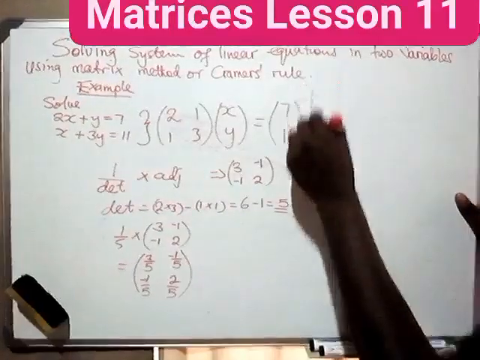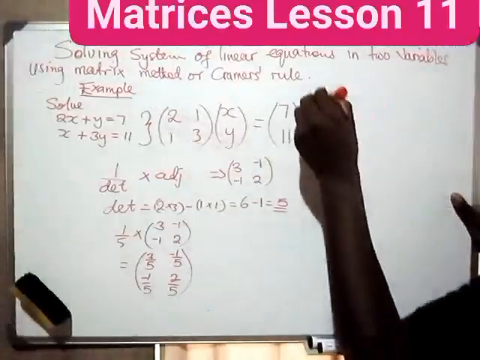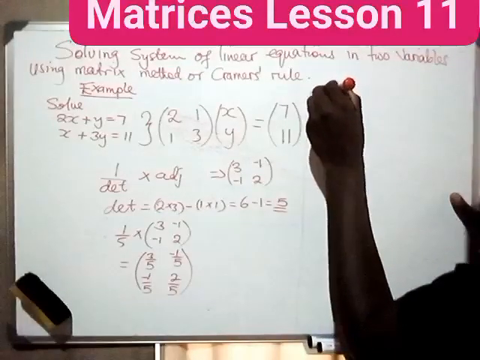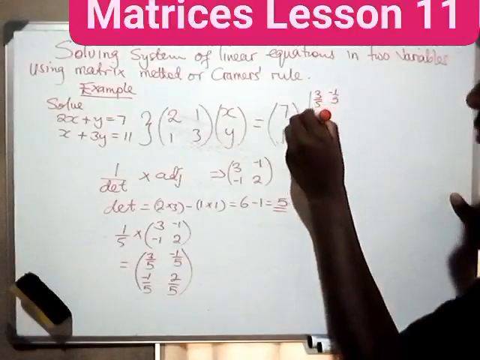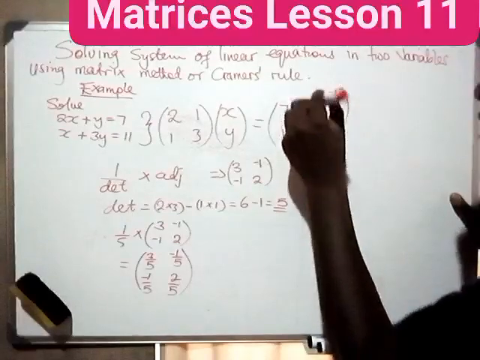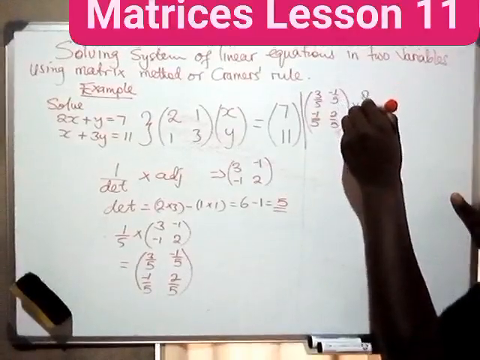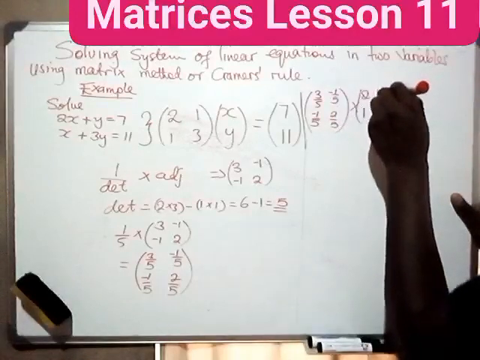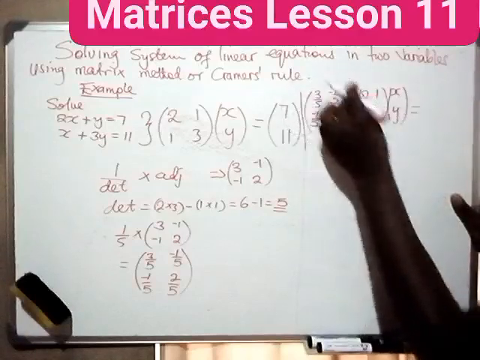So now, following the rule, we multiply this by its inverse. So we are going to say 3 over 5, negative 1 over 5, then negative 1 over 5, then 2 over 5. We are going to have this multiplied by 2, 1 and 1, 3, then we have x and y. Then this is equal to the same inverse we have found.